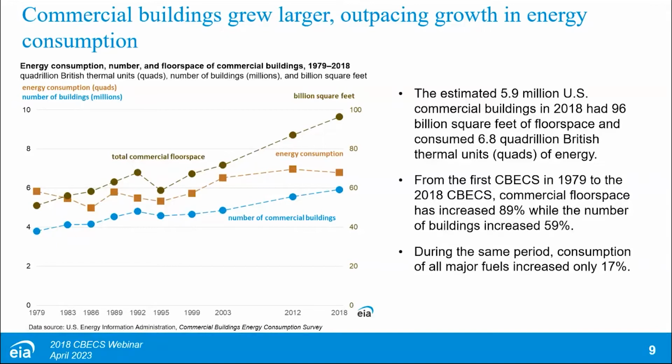Between these two survey cycles, 2012 and 2018, the change in energy consumption and the change in the number of buildings was not statistically significant. However, these measures were significantly higher than when EIA began collecting building data in 1979. The number of buildings from 1979 to 2018 increased 59%. So we now estimate 5.9 million US commercial buildings in 2018. During the same period, the energy consumption only grew 17%, estimating 6.8 quadrillion British thermal units, or BTUs, of energy.